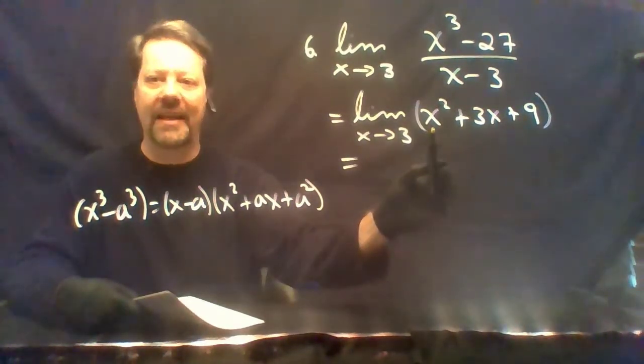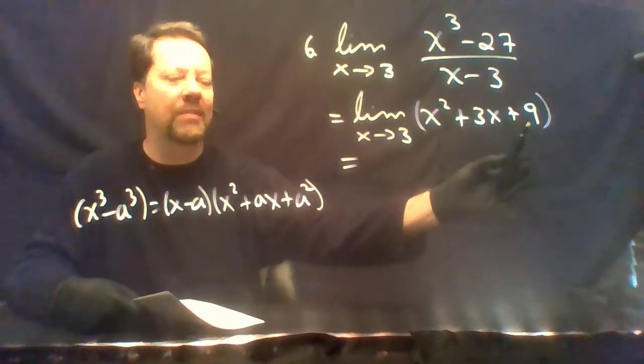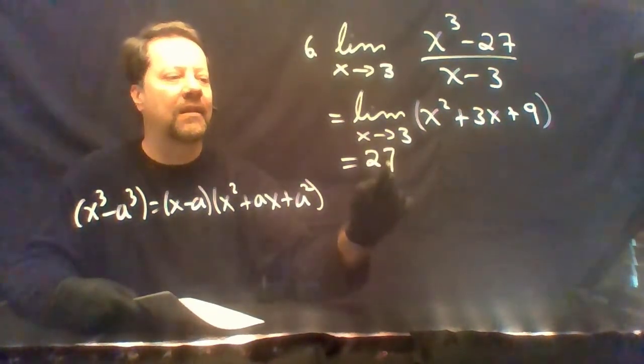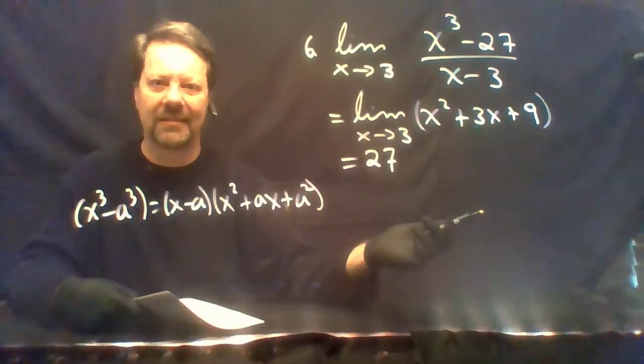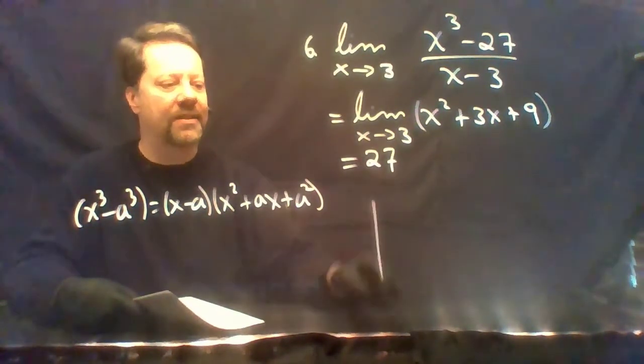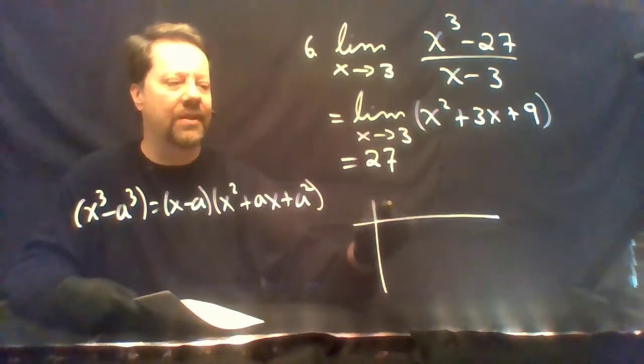When x goes to 3 now, we get 9 plus 9 plus 9, and the answer is 27. We could have done this by synthetic division as well.